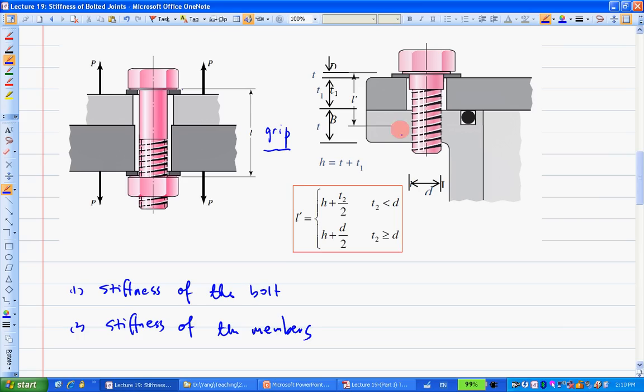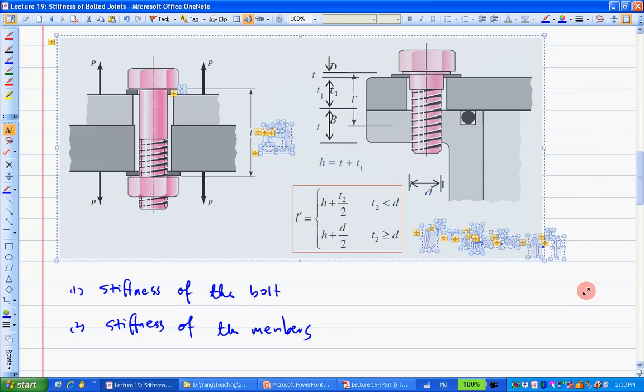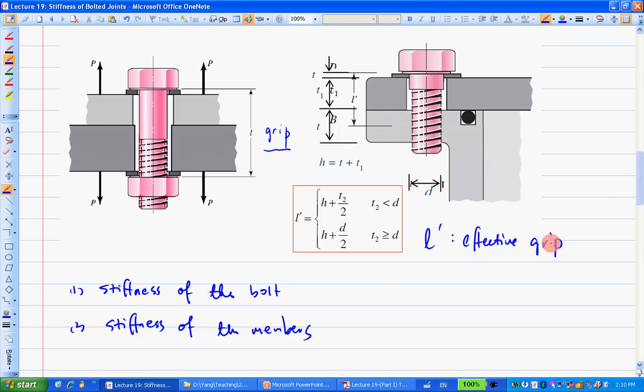If you use a screw here, and the screw goes through one of the members, and then there's a thread portion in the other member, and you clamp three things together, it's a bit different from this case, because you don't use a nut here. So in this particular case, we don't use the total length of the members as a grip. We use a so-called equivalent grip, the effective grip, L prime. What's the effective grip? In this case, it includes the washer, the length of the first member, and then a little portion of the second member. That's the effective grip.